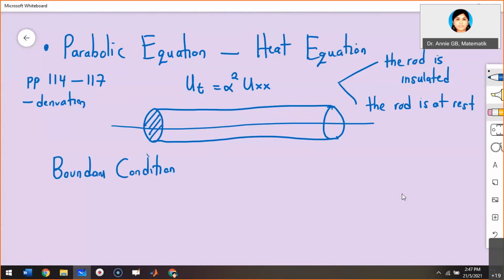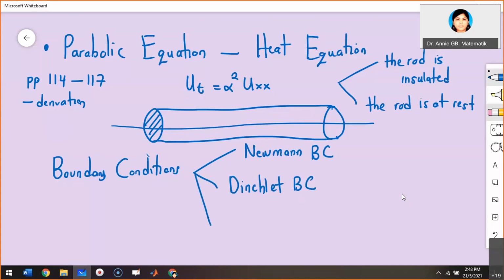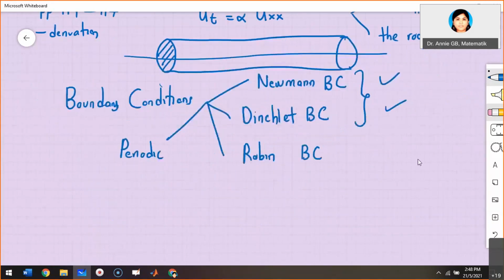So there are few types of boundary condition. There is, we call it Newman boundary condition. And then there is Dirichlet boundary condition. There is also Robin boundary condition, mixed boundary condition and periodic. Okay, kita takkan tengok boundary dengan periodic. We will only look at these two. Okay, what are the difference between all these two boundary condition? Okay, let's look at Newman.